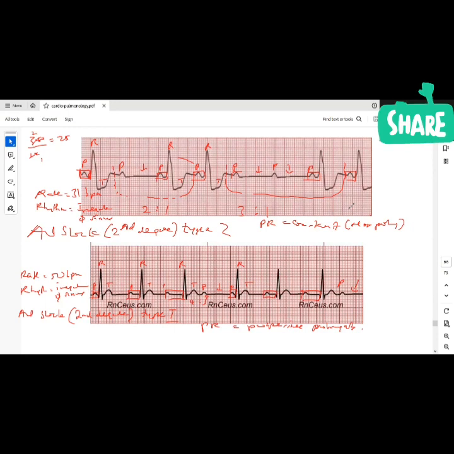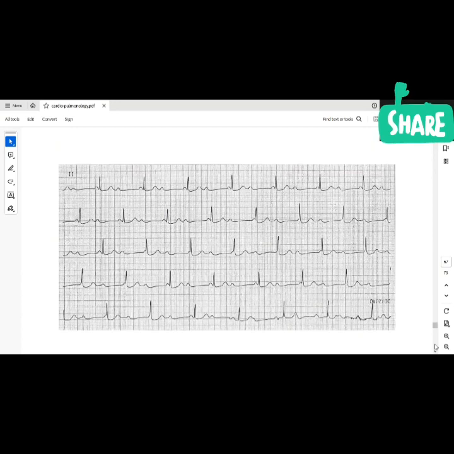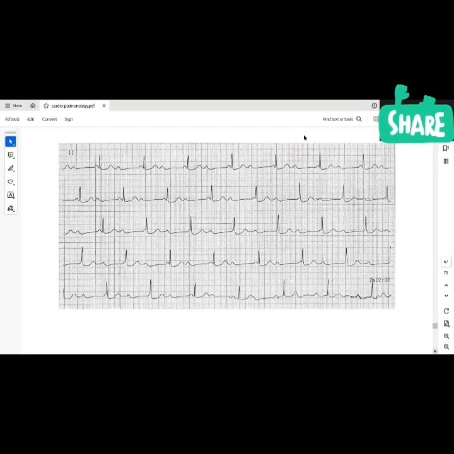So there's going to be more P waves without QRS complex, but the PR interval can be constant. That's type 2. And then the worst of them all will now be your third degree, where there will be a complete block. So how do I diagnose third degree, or how do I figure out third degree?